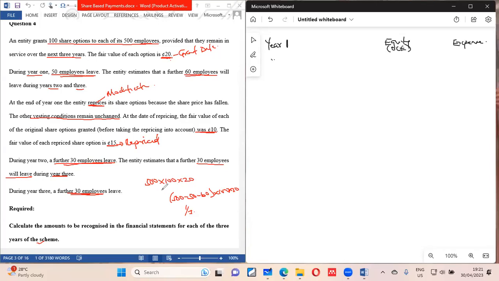I wanted to add the second paragraph. During year one, 50 left and an additional... So I wanted to add that one too. Oh, so add. Whatever you want to do, just do.